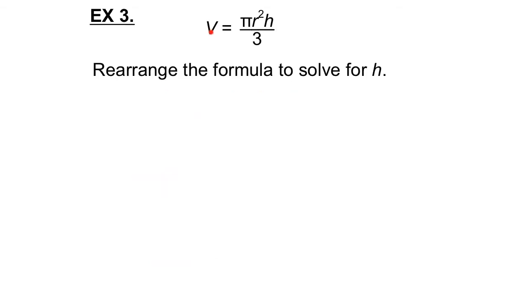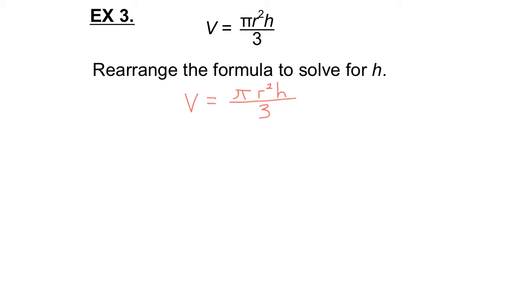Another example, here's a volume formula, pi r squared h divided by 3. If you'll remember from spiral 1, this is the volume of a cone. Anyway, let's rearrange the formula to solve for h, the height. So this would be an example of, I know the volume of the cone, but I don't know what the height is. So I want to isolate h. That means all these other numbers need to be moved to the other side by doing the opposite operation. So we just have to go through them one at a time. Let's start with the 3.